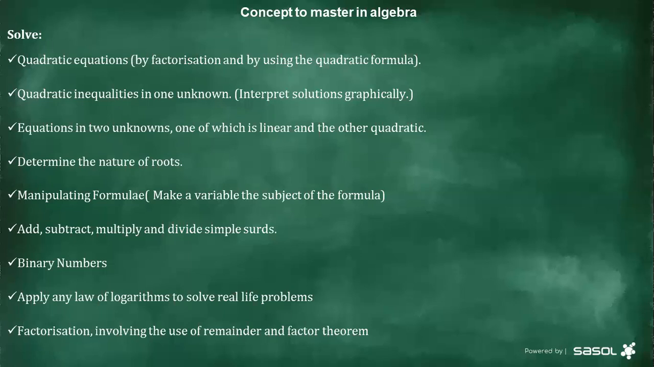It says equations in two unknowns, one of which is linear and the other quadratic. Now this one we're talking about simultaneous equations. When you're solving simultaneous equations, you will always get one equation which is linear and the other one is going to be quadratic. All right. And then we determine the nature of roots. Let us go and revise the nature of roots and look into that. How do we determine the delta and so forth?